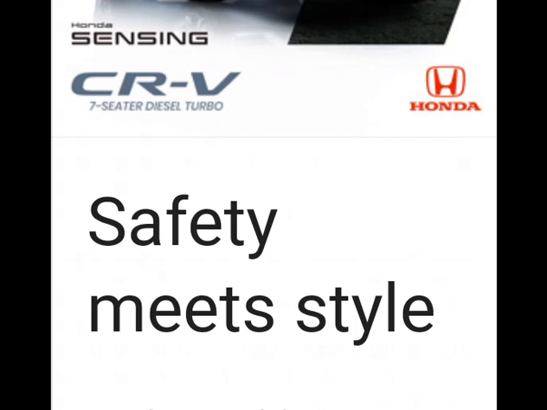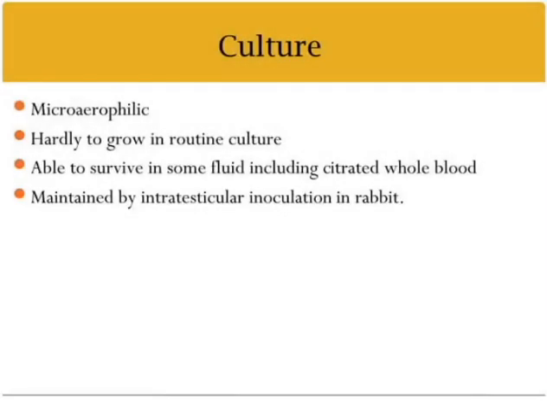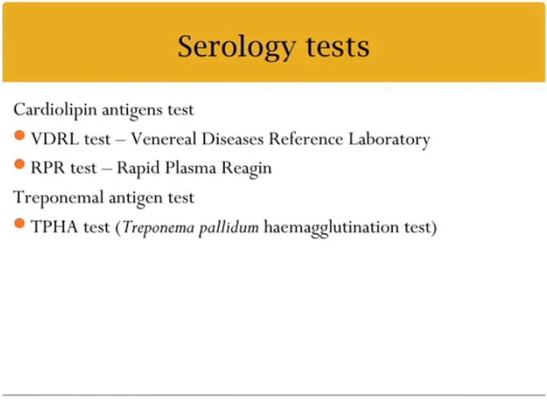While speaking about the culture of the spirochaetes, they are microaerophilic and hard to grow in routine culture. They are able to survive in some fluids, including citrated whole blood. They are maintained by intratesticular inoculation in rabbits. Serology tests: cardiolipin antigen tests, VDRL test, Venereal Diseases Research Laboratory, RPR test, rapid plasma reagin, and the treponemal antigen test, TPHA test, Treponema pallidum hemagglutination test.